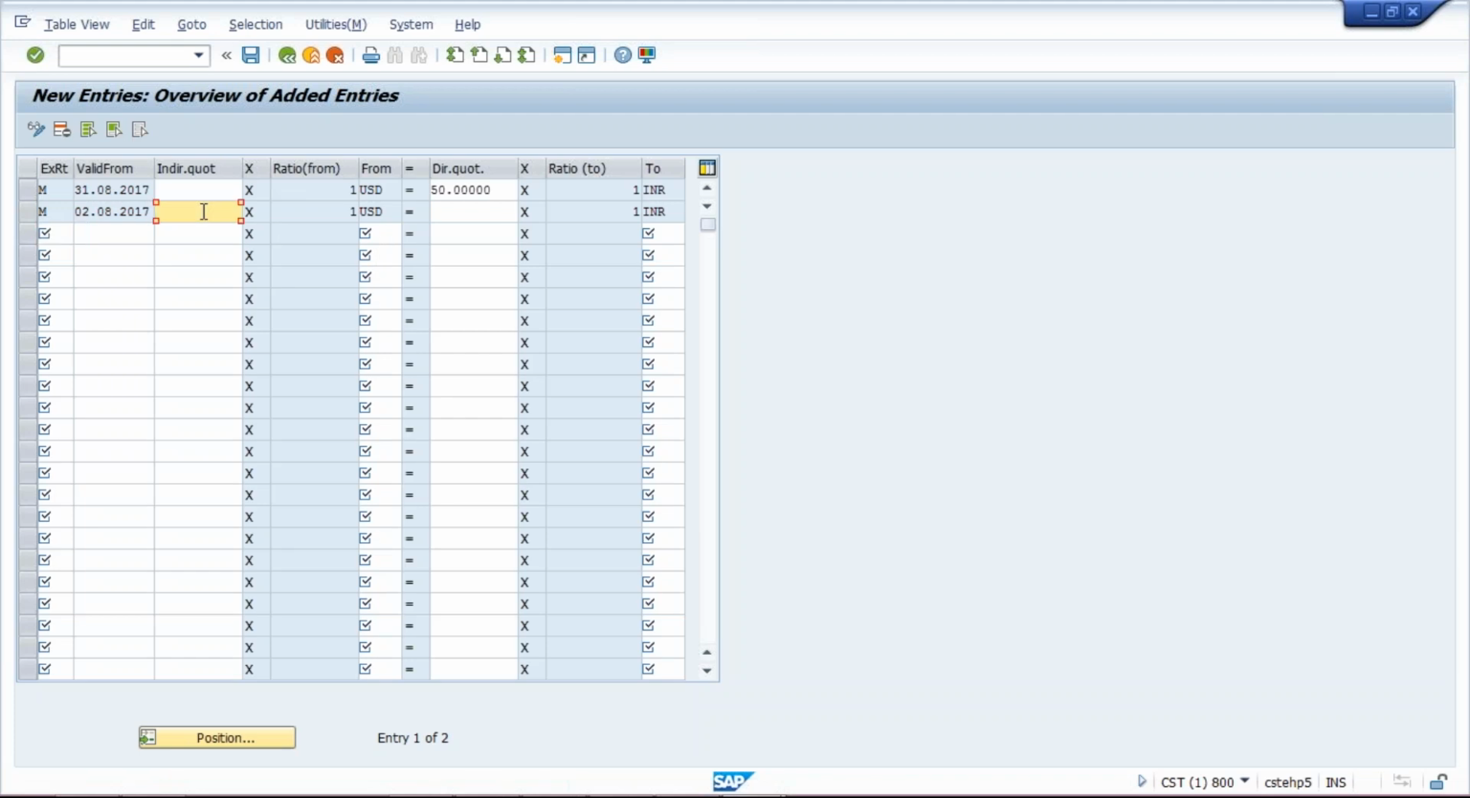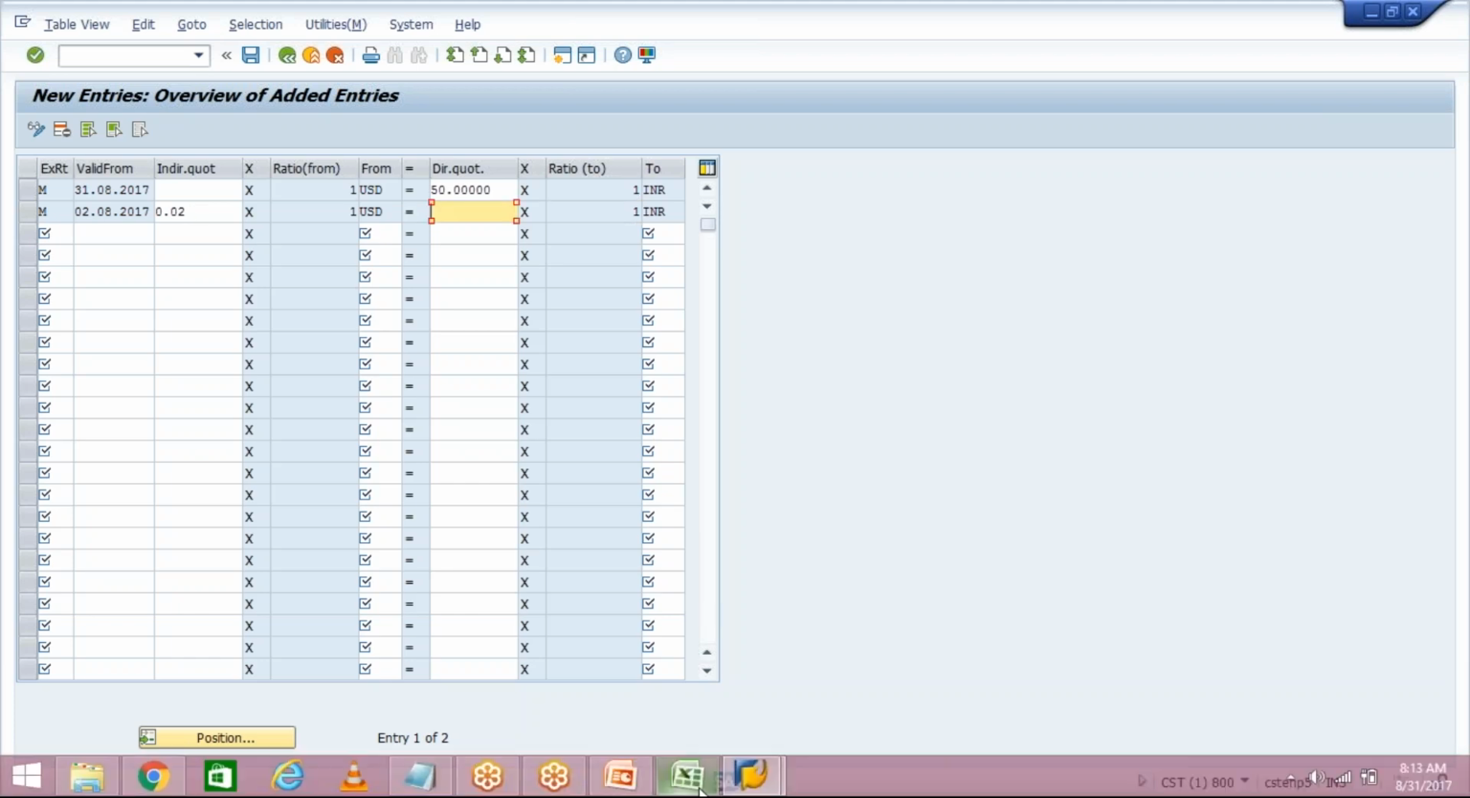We'll maintain a rate here, 0.02 equals to... Okay. So here, one method is direct quotation, by which we can maintain the rate 1 USD equals 50 INR, or else 1 Indian currency equals how many USD? 0.02. So even in this way we can maintain the rate, and even if you maintain this rate, the system is going to do the same calculation.